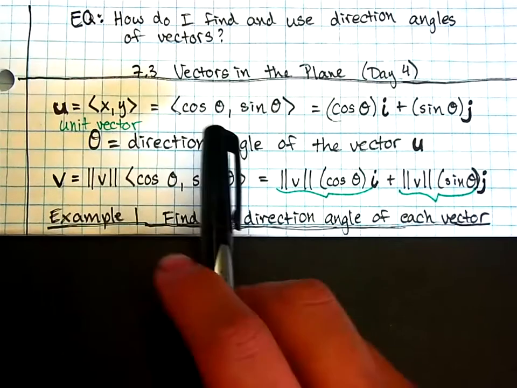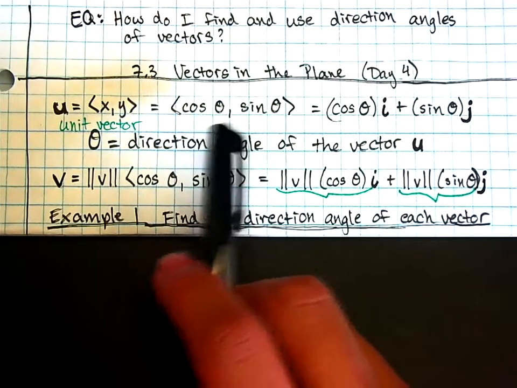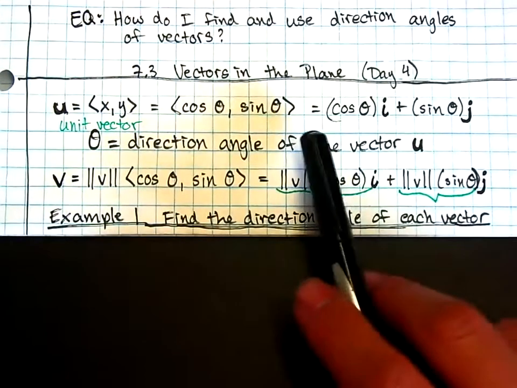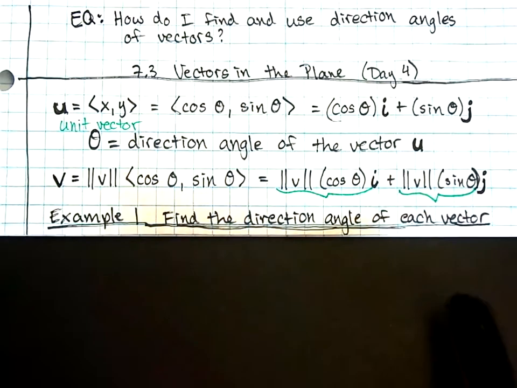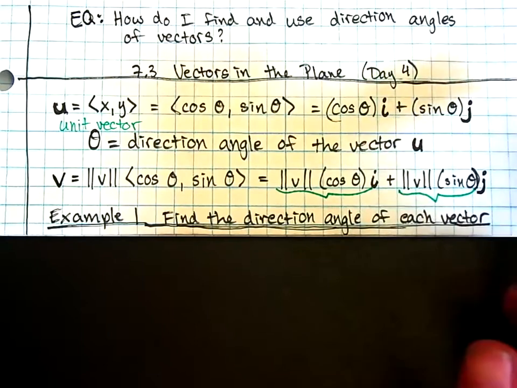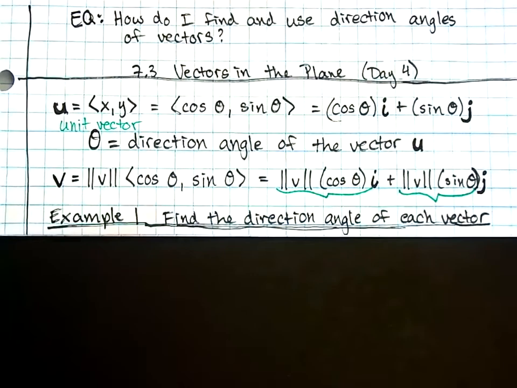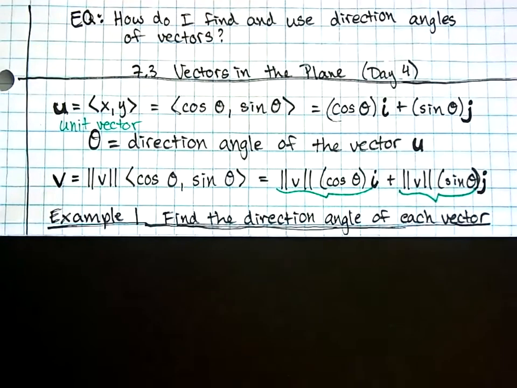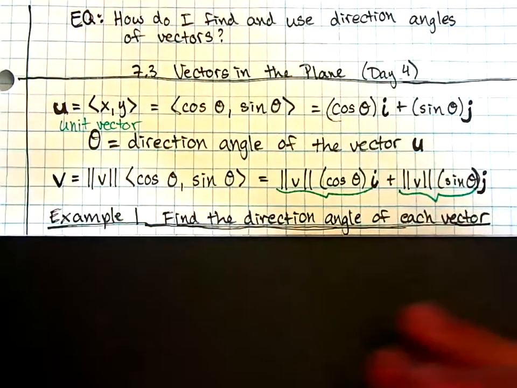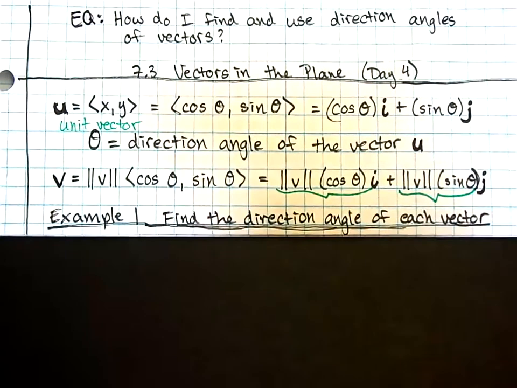So component form can also be written as cosine of theta and sine of theta, assuming that it is a unit vector. So once we write it in a linear combination form, which we learned yesterday, cosine theta just goes in front of i, and sine theta goes in front of j. When we're talking about theta in this scenario, we're talking about the direction angle of the vector u. Direction angle refers to the angle that you are away from the zero angle, and you're going to see that later on as we sketch one out.